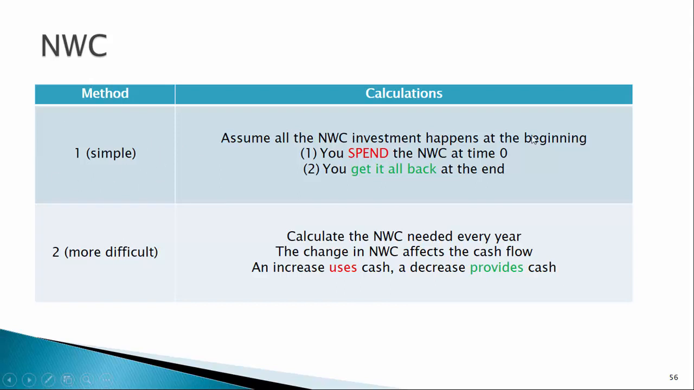You just assume all the net working capital is spent at the beginning and you get it all back at the end. Now, we do have a few examples here of more difficult net working capital, where for whatever reason the project's a little more complicated and the amount of net working capital we need is going to change every year. You'll be given some way to calculate how much your net working capital will be every year, and then you're going to have to calculate the change in net working capital every year and figure out the effect on cash flow as that goes by. We'll do an example looking at that.